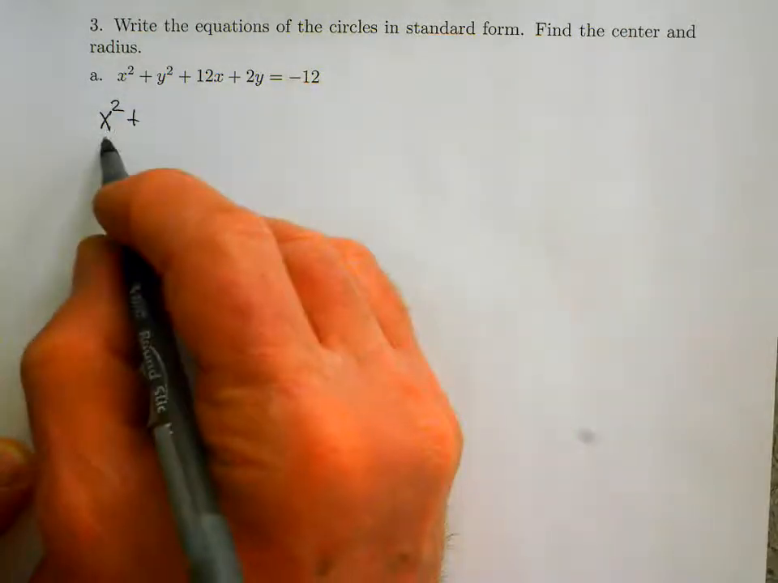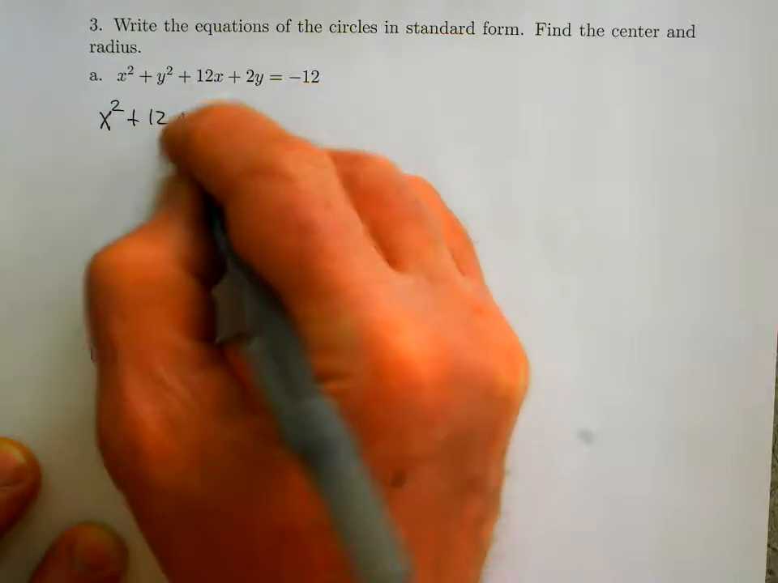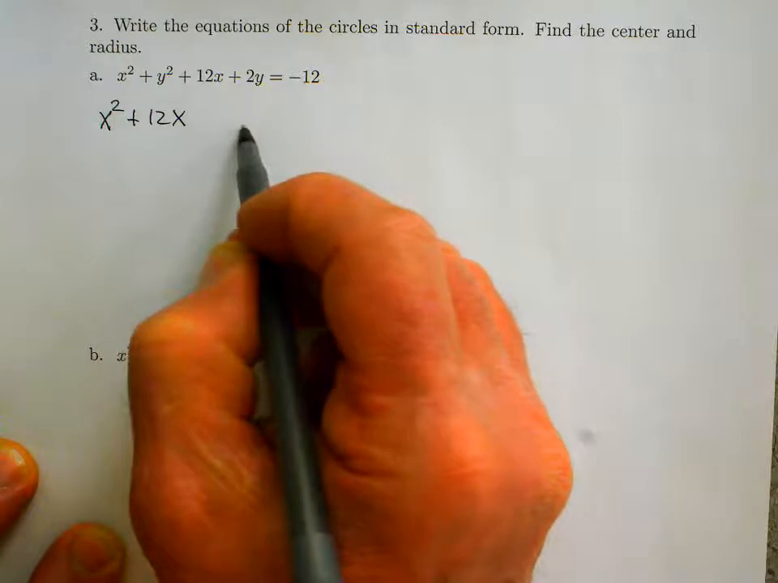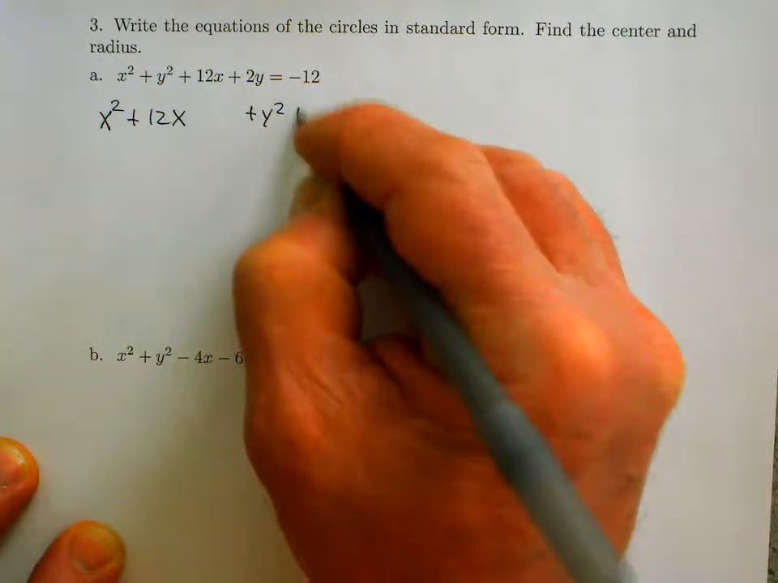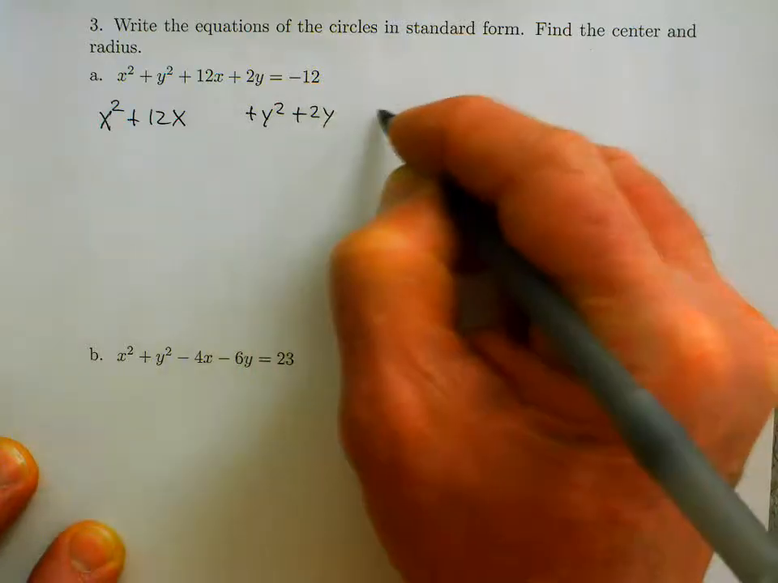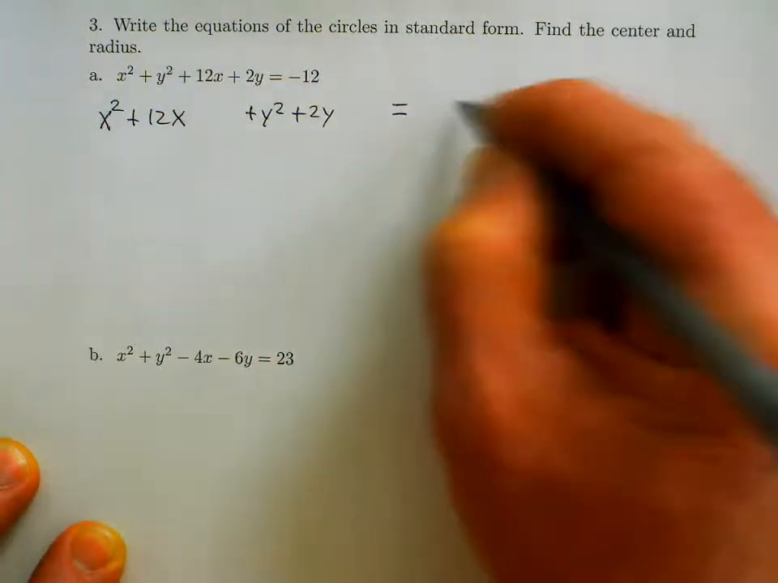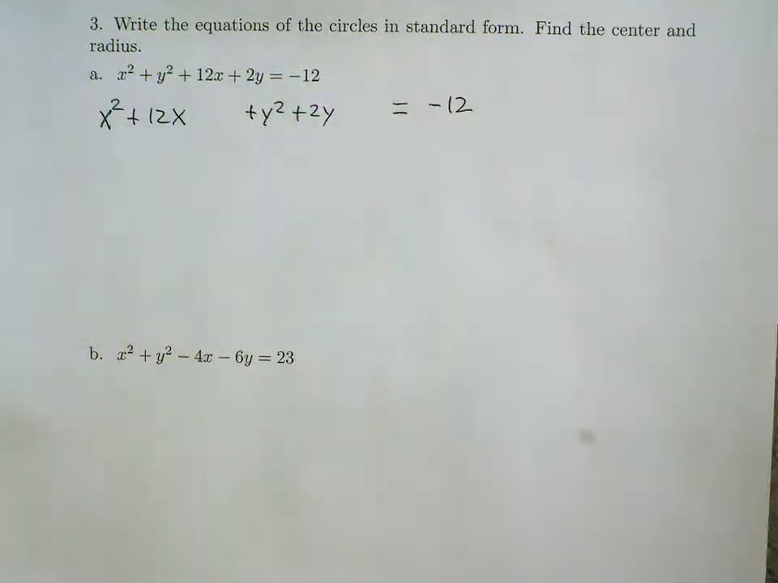So rearranging, we get x squared plus 12x. I'm going to leave some space before I write plus y squared plus 2y. Leave a little bit of space before you write the equal sign, and then on the right-hand side we have negative 12. So maybe you can guess what's going to happen next.